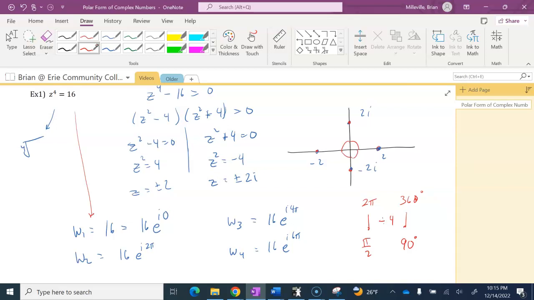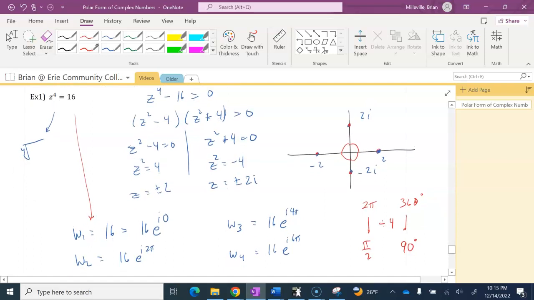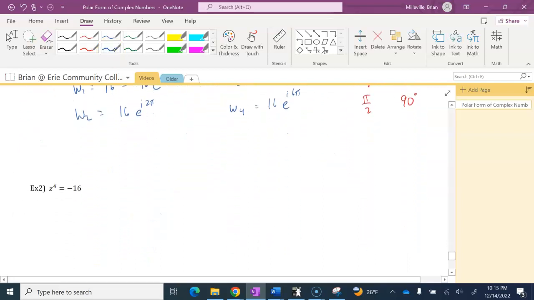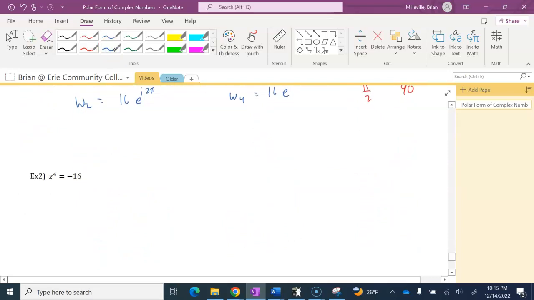All right, so let's put that idea to use to find some other nth roots of complex numbers. The next one we're going to do is almost the same equation, except change that 16 to a negative 16. So very similar equation. Now we want to think about how we can express the number negative 16, which is a real number, in polar form.